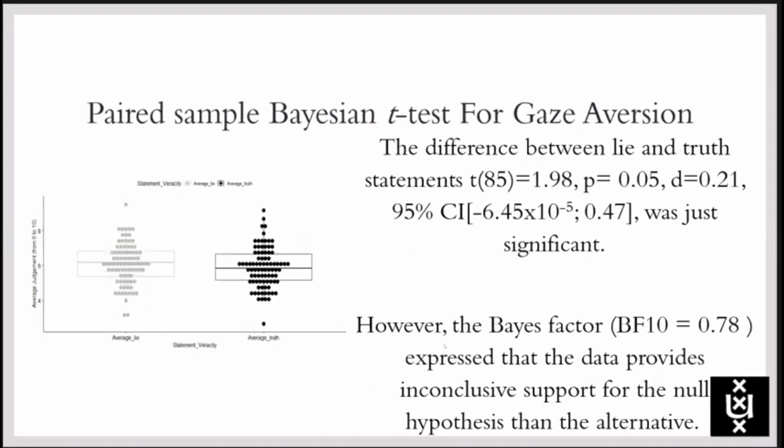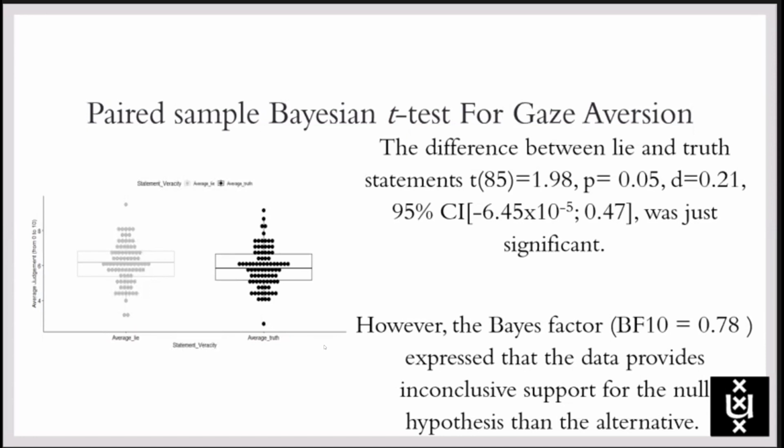For our eye gaze aversion, we found that it was just significant. However, the Bayes factor indicated that the conclusion is not conclusive. We cannot conclude on it. So we need more data to be able to verify that. So we cannot rely on eye gaze aversion to distinguish between truth and lie statement.